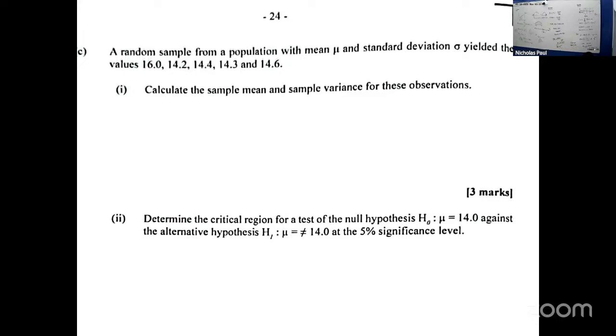Section where you'll have center and groups, right? Right, let's go. So a random sample from a population with mean mu and standard deviation sigma yields the following. These are sample values. So you're going to get the sample variance and sample mean, right? So what did you all get for the sample mean?